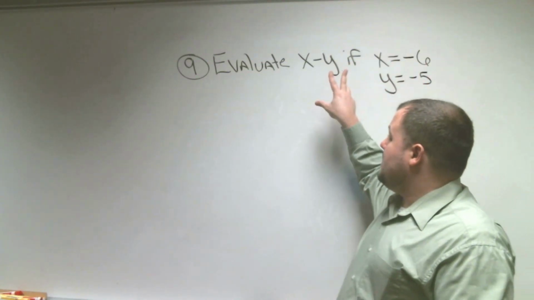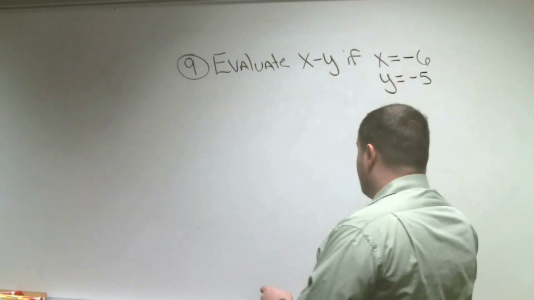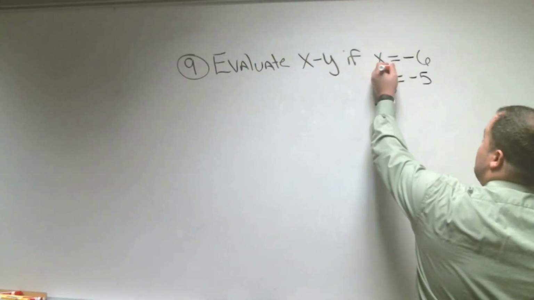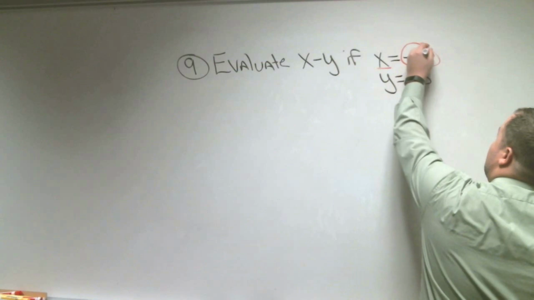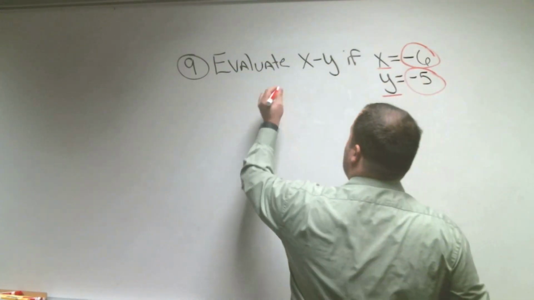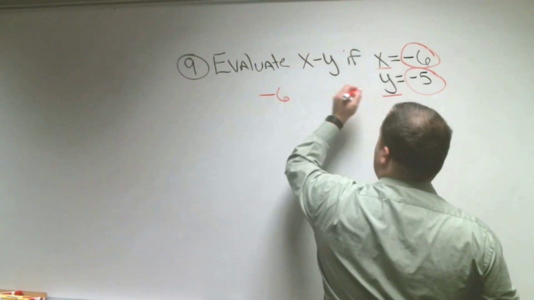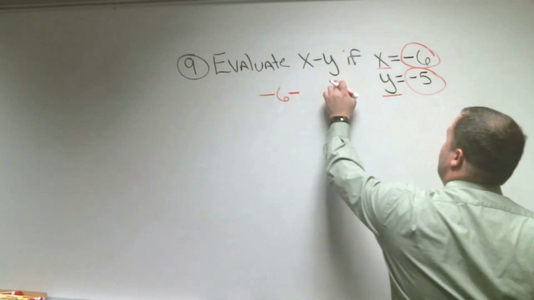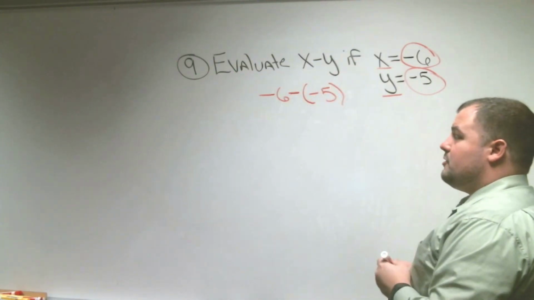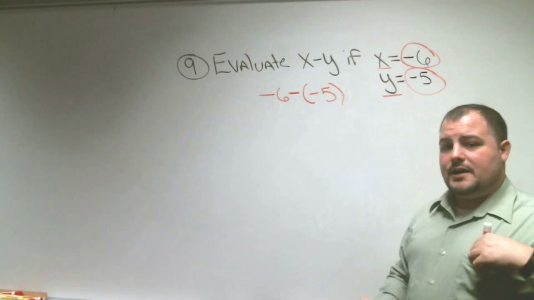So what we need to do is take what's given to us and rewrite it. We're going to rewrite exactly what we see, but wherever we see the x, we're going to put negative 6. Wherever we see the y, we're going to put negative 5. So the x is going to be negative 6 minus the y, that's negative 5. So they want us to actually solve this problem, negative 6 minus negative 5.